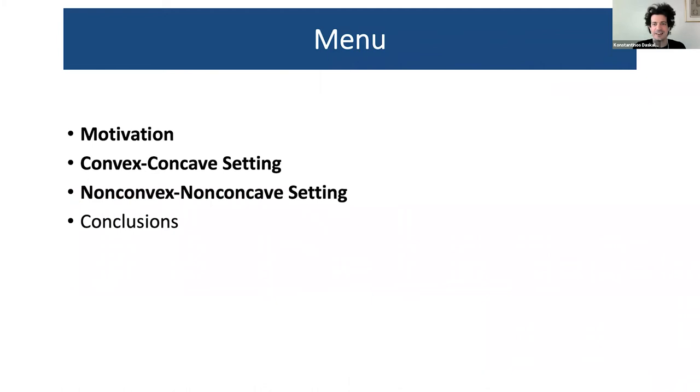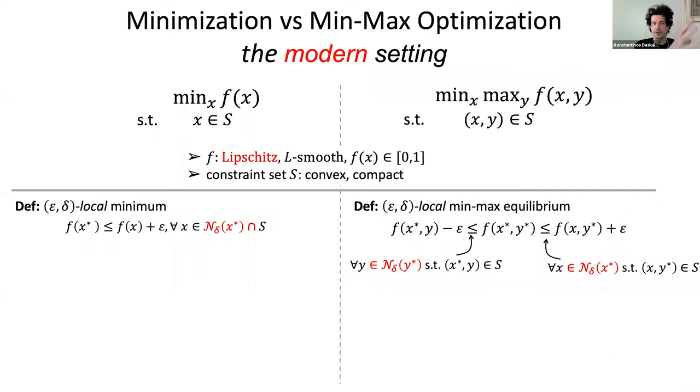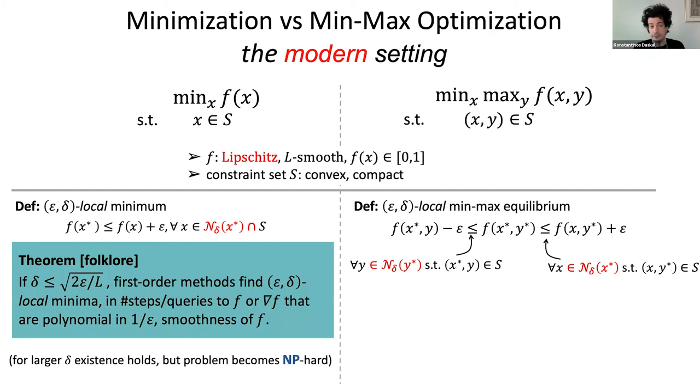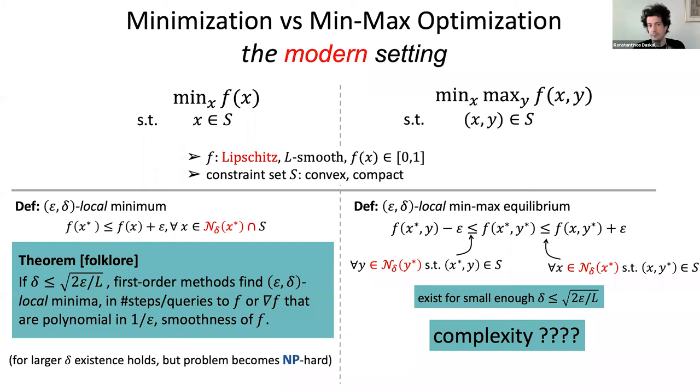All right, and let me remind you where we are. We're making a comparison of minimization problems and min-max optimization problems when the function f isn't convex or convex concave. And we're targeting these local solutions on the left and the right, which as you correctly pointed out, are first order solutions, okay? Now, for these first order solutions, we know that if you're not too greedy about the radius in which you're looking, on the left, you can find them in polynomial time. On the right, they exist, which is good, but their complexity is unclear. And this is what I want to look into.